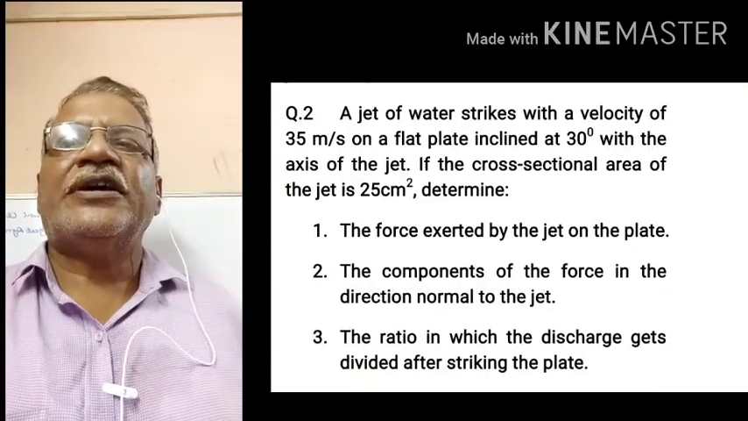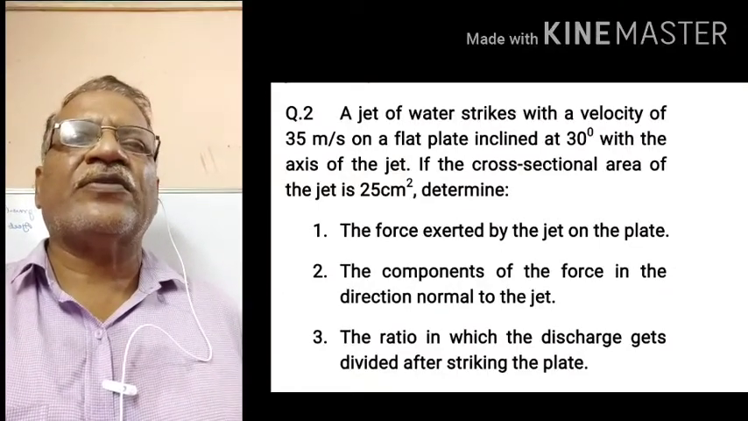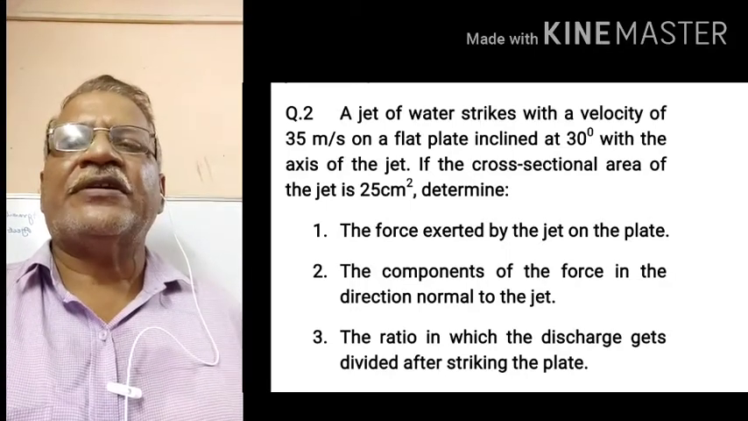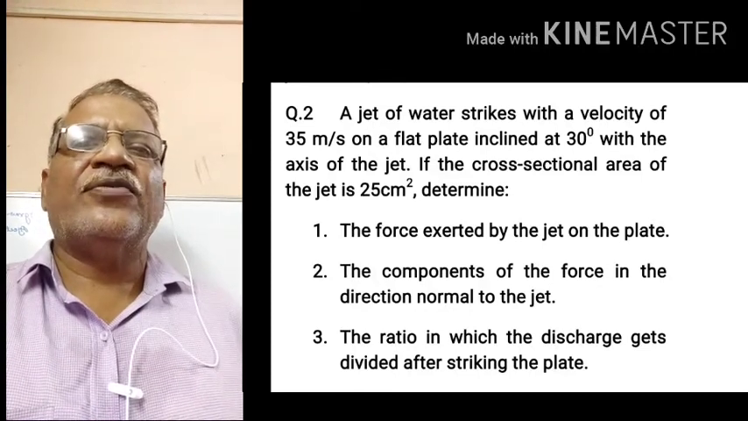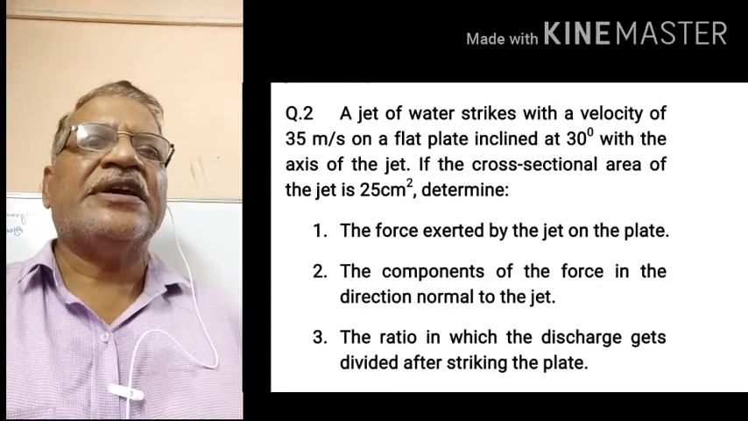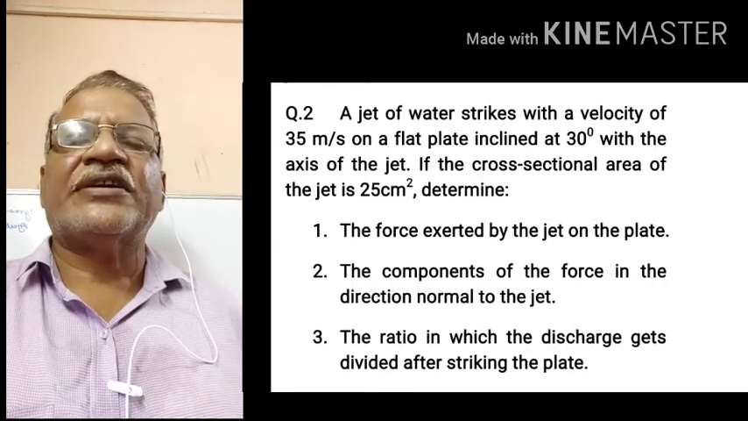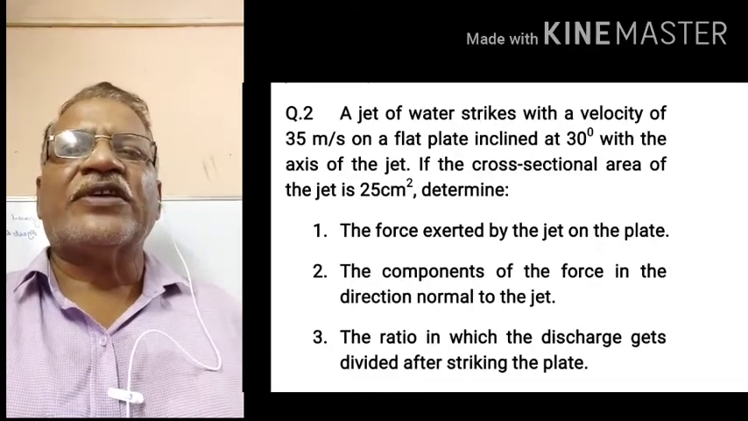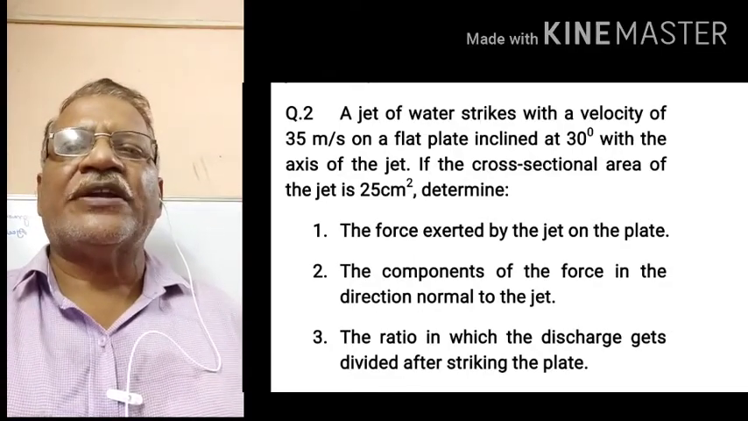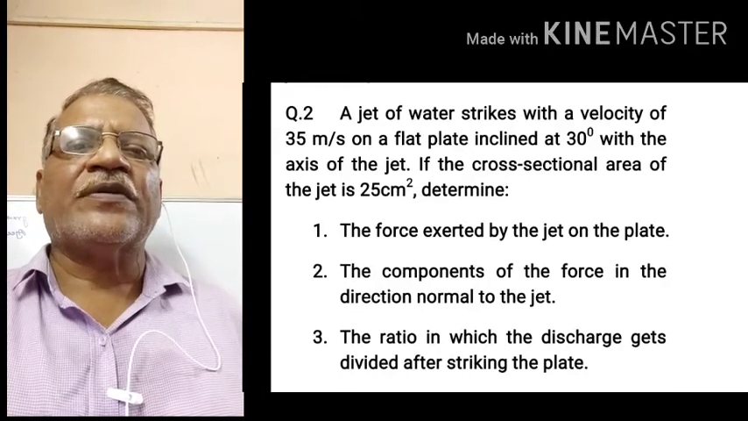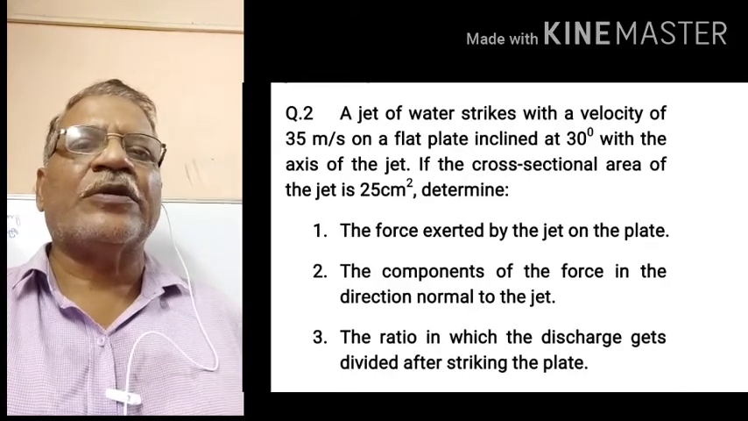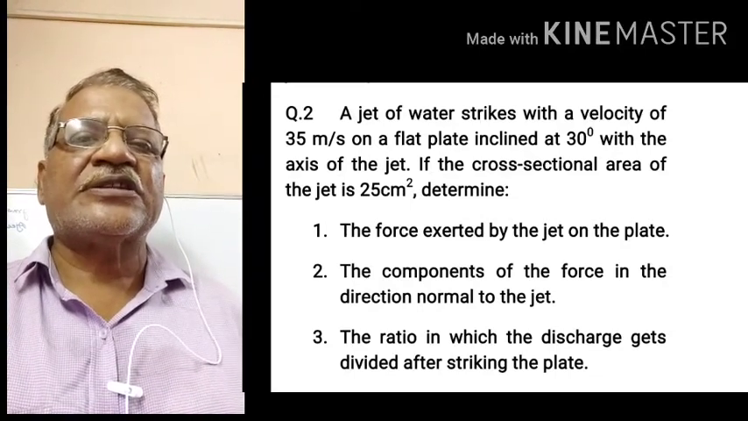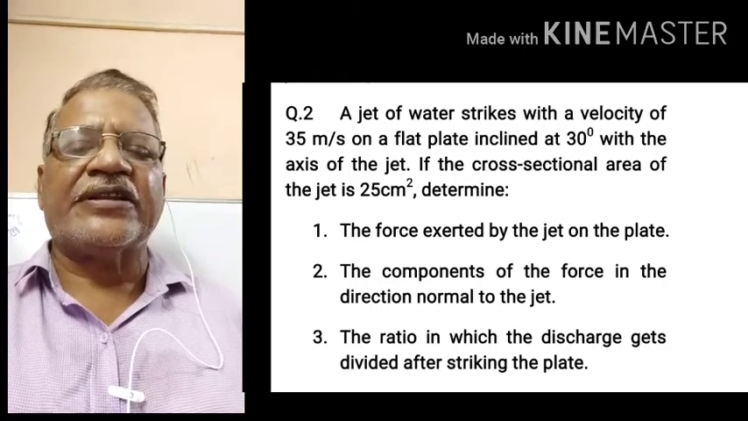Question number 2. A jet of water strikes with a velocity of 35 meter per second on a flat plate inclined at 30 degree with the axis of the jet. If the cross-section area of the jet is 25 centimeter square, determine A, the force exerted by the jet on the plate, B, the component of the force in the direction normal to the jet, and C, the ratio in which the discharge gets divided after striking the plate.